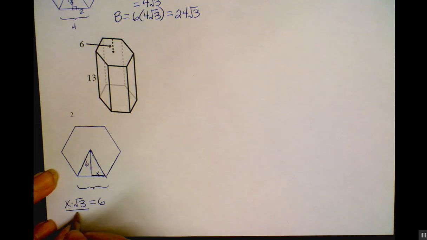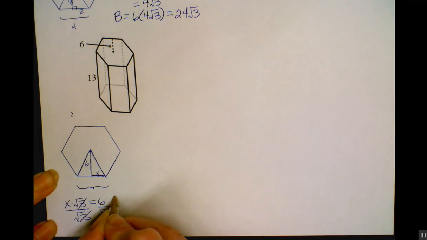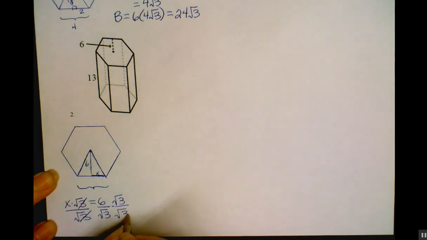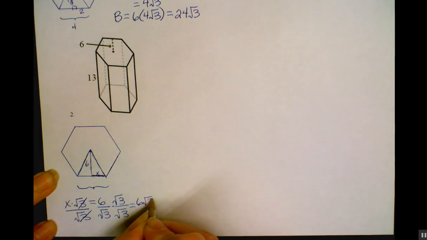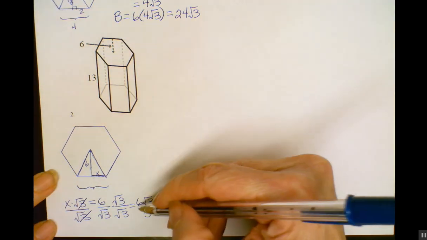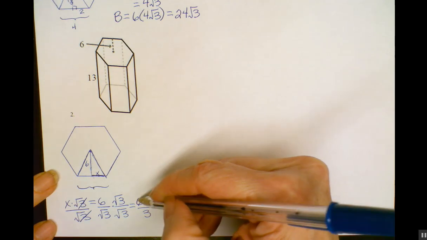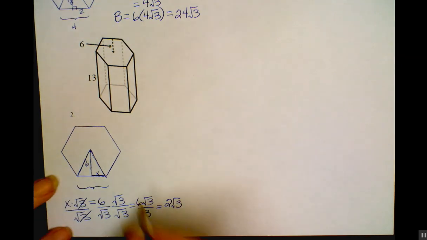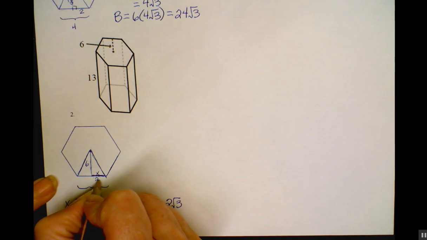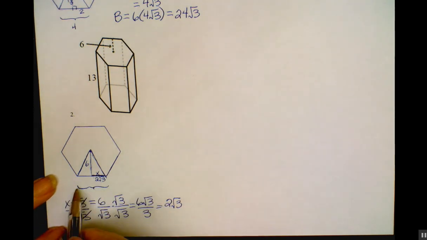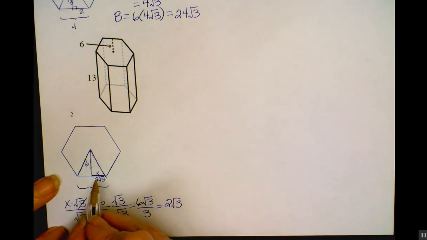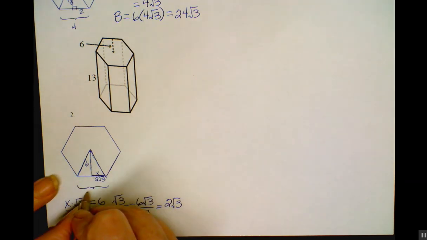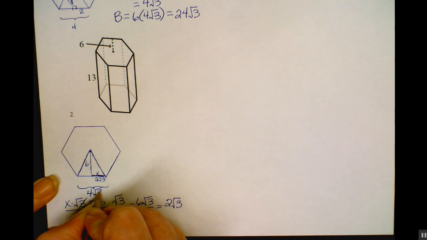Divide both sides by the square root of 3. Rationalize on the right side. And we end up with 6 square root of 3 over 3. Now, in this case, the whole numbers 6 and 3 are evenly divisible, so 3 into 6 twice. That square root of 3 is still part of that product. So x is 2 square root of 3, which means the whole side will be double that. So 2 square root of 3 plus 2 square roots of 3 makes this side 4 square root 3 units long.